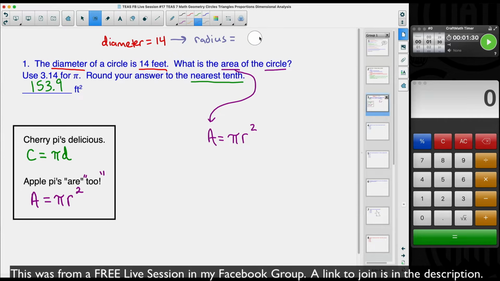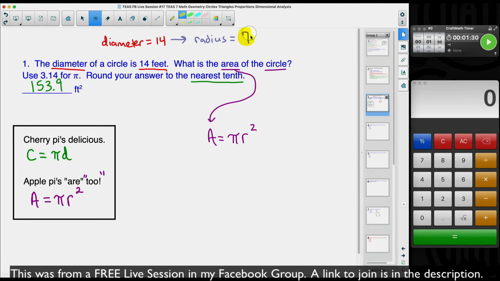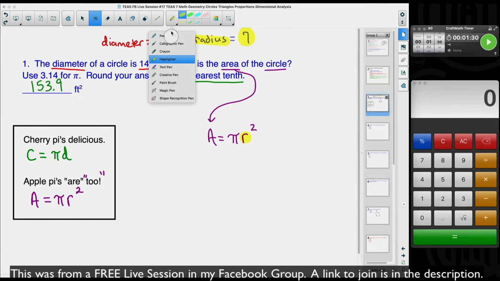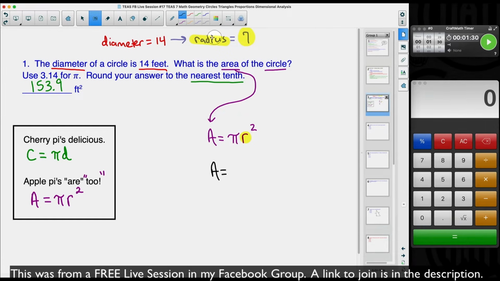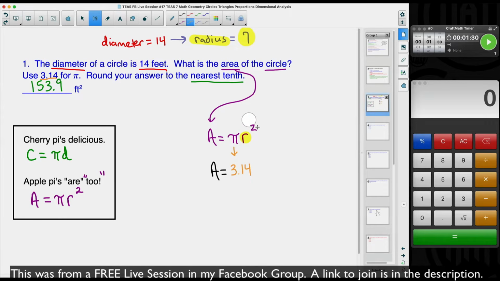automatically, the radius is half of that. The radius is always going to be half of the diameter. And that's what we want to plug into this formula. So we're going to take that 7, that is our radius, we're going to plug that into here. Now, we have our formula, area equals. Now notice what it says for us to do in this problem, y'all. This problem, it says use 3.14 for pi. So I'm going to replace that pi with 3.14.